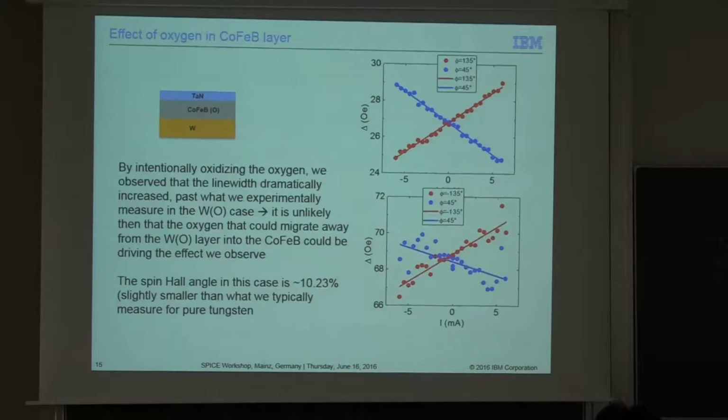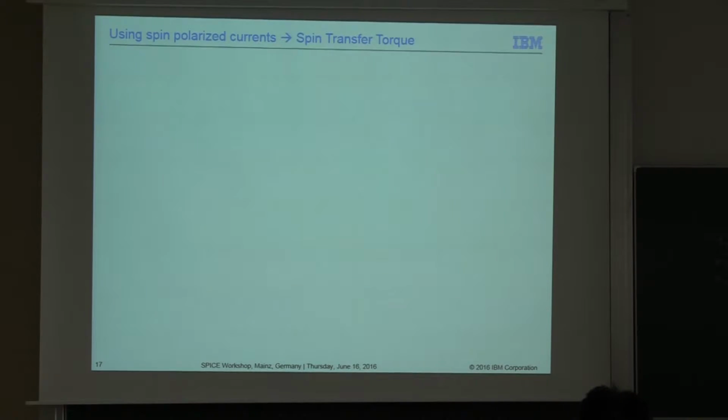One can also say that this effect might be due to the fact that when we dope oxygen into this tungsten, some of this oxygen might be migrating towards the cobalt iron boron layer. So we did another test where we took a pure tungsten layer and oxidized the cobalt iron boron when we deliberately grew it, and we saw that the spin Hall angle that we measured there is actually more along the lines of what we would get for the tungsten layer, namely minus 10.23%. So that also proves to us that it's not the oxygen migration into the cobalt iron boron layer which is causing this effect.